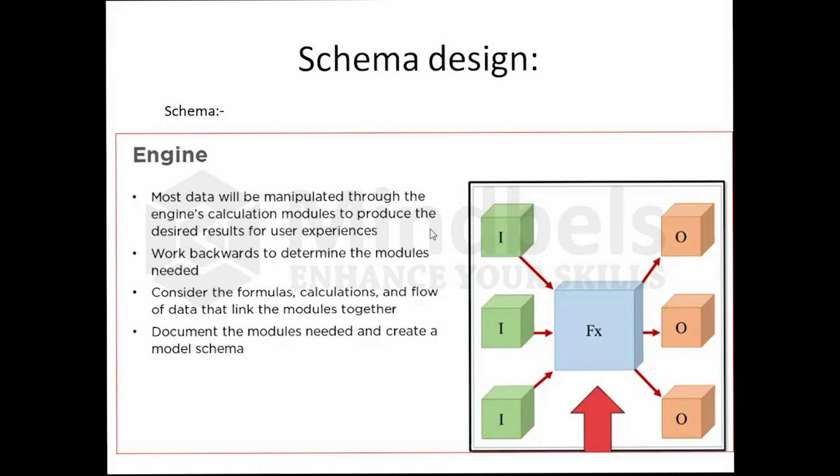Now, to get the desired output result, you need to do all the required calculation with that data, right? Suppose you are getting your sell value and your cost price, you need to calculate the profit. Then you need to create that calculation, right? That's what will be happening in your calculation part. So that part will be called your engine altogether: input, calculation, and output.